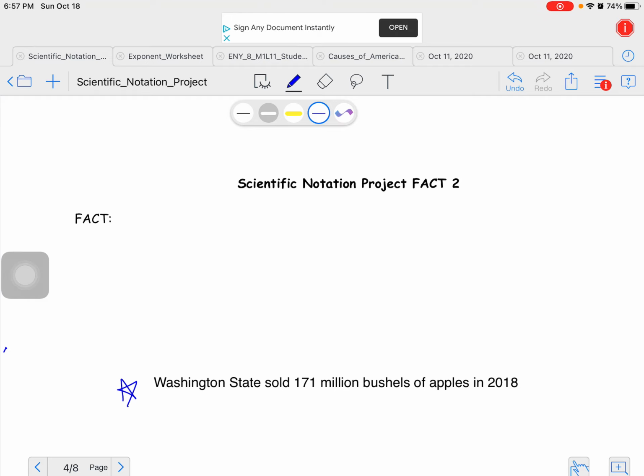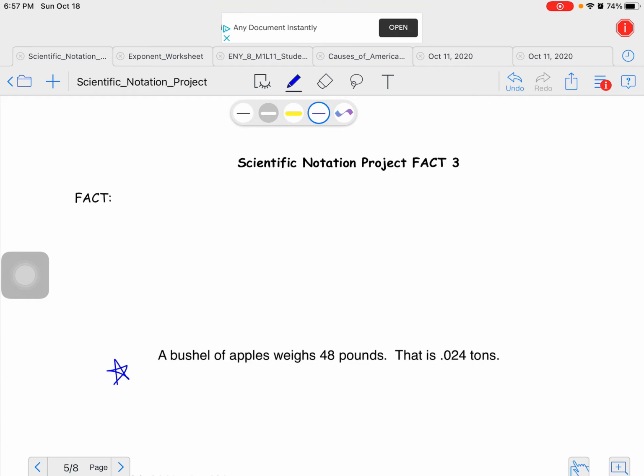For my third fact, sometimes those decimal numbers are a little bit harder to compare or find. So I researched how much a bushel of apples weighs, and it's roughly 48 pounds. I converted using a website how much 48 pounds equals in tons. My decimal number fact, which follows the criteria of less than 1, is 0.024 tons.